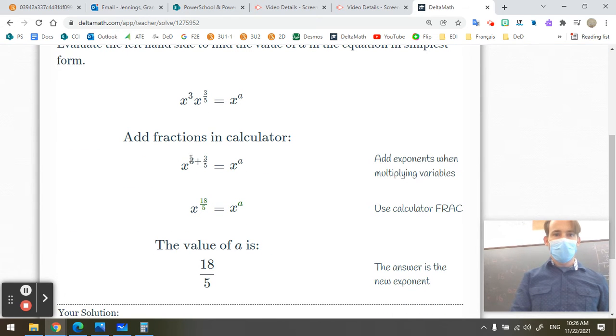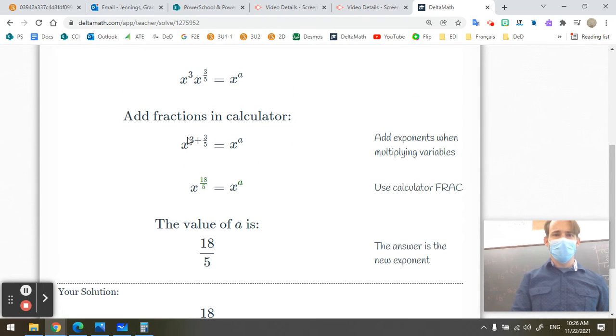Watch, add fractions in a calculator. Use calculator fractions. They say add it in a calculator. Oh my goodness, 3 is 15 over 5. So that's how I add them together.